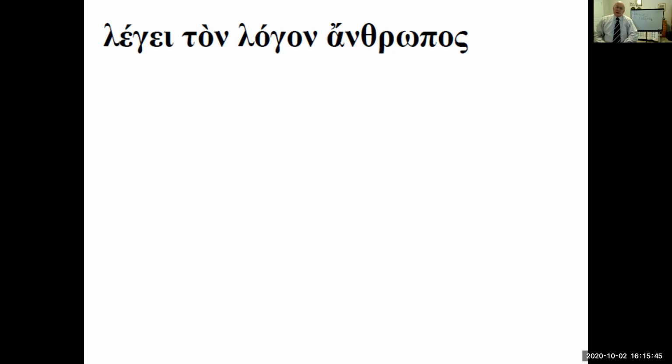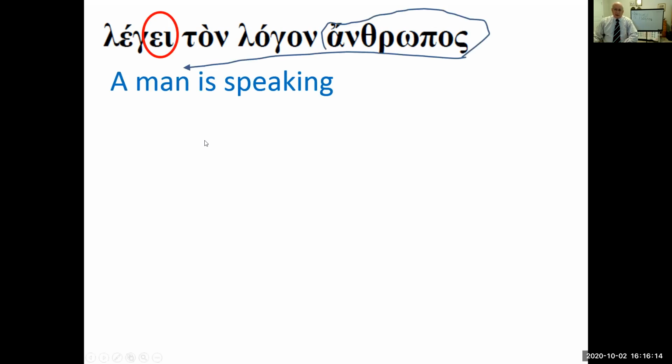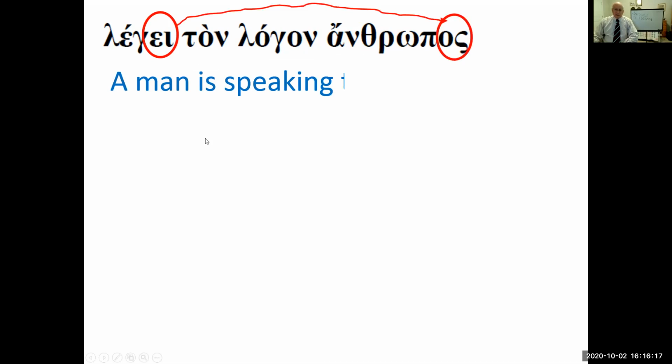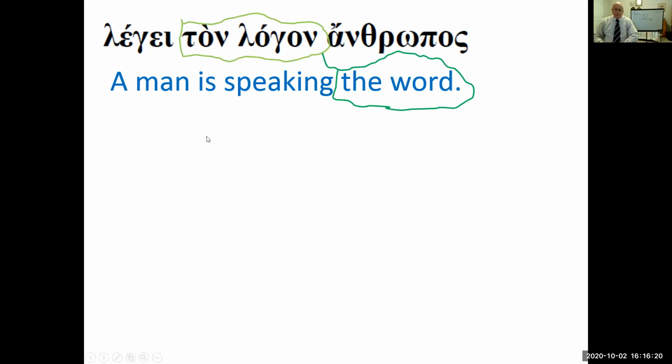Often there's a noun, or a name of somebody, who's doing the speaking. And here it is actually anthropos, because it's in the nominative case. Anthropos ends with os, and it is the subject. And so we translate: who's speaking? A man is speaking the word. Why is it the word and not a word? Because ton logon. Ton is the article.